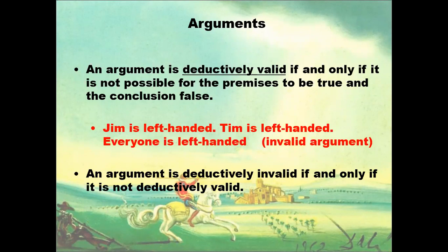Let me give you another example. If I say, Socrates is born in Montreal. Montreal is a city in Greece. Therefore, Socrates is Greek. Is that a valid argument? Yes or no?